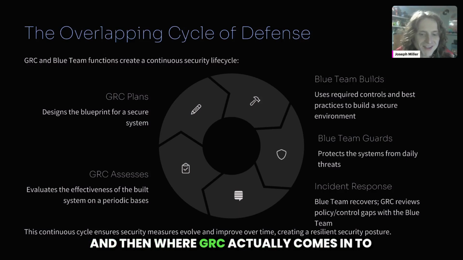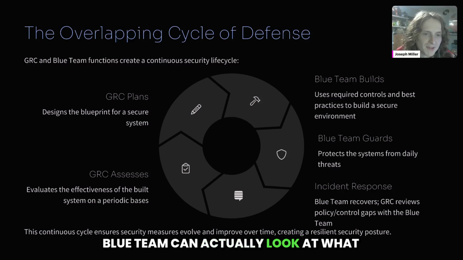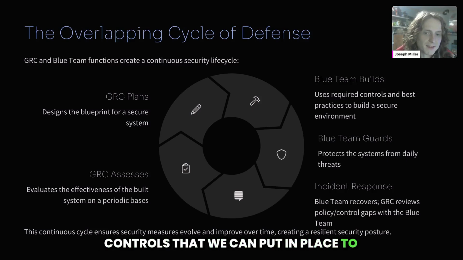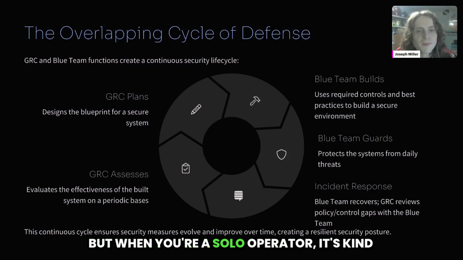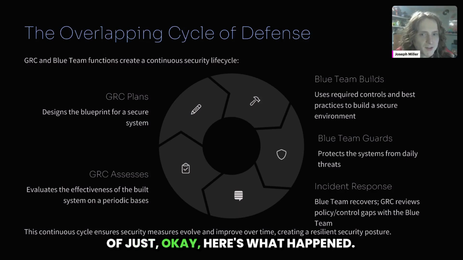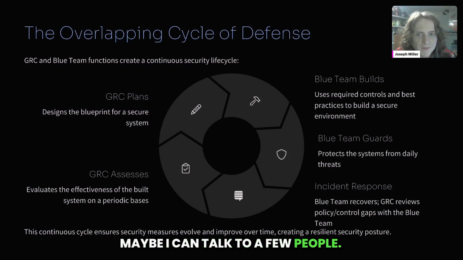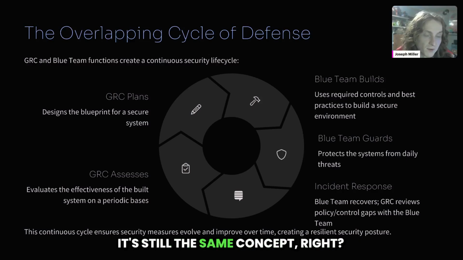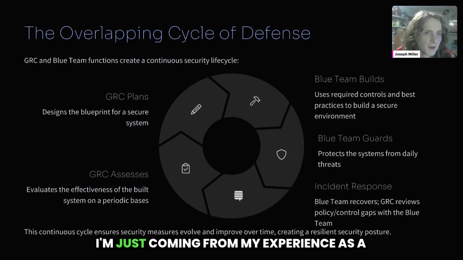And then where GRC actually comes into incident response is that once the incident has been dealt with, the GRC team and the blue team can look at what happened together and figure out what controls we could put in place to ensure that this doesn't happen again, right? In a perfect world. But when you're a solo operator, it's kind of just, okay, here's what happened. Maybe I can talk to a few people. I'm going to fill in these gaps. But regardless of how big your team is, it's still the same concept, right? A lot of this is the same regardless of size of team. I'm just coming from my experience as a solo operator, right?